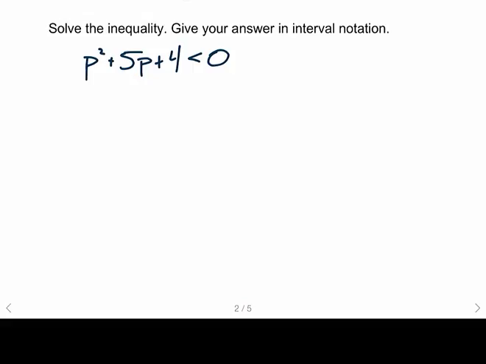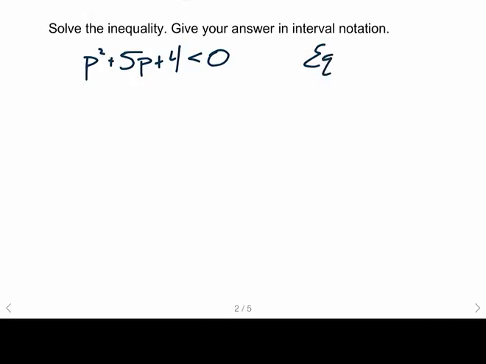And we're going to use that fact for this inequality, but first we're going to talk a little bit. We're going to solve the inequality p squared plus 5p plus 4 is less than 0, and give our answer in interval notation. I want to highlight a distinction between solving a quadratic equation and a quadratic inequality.